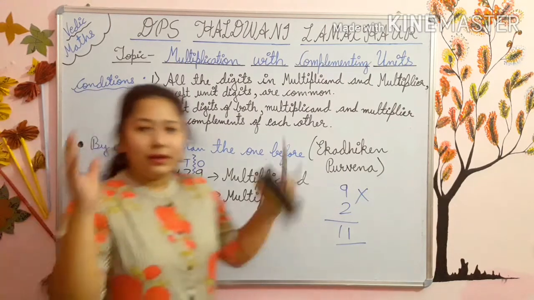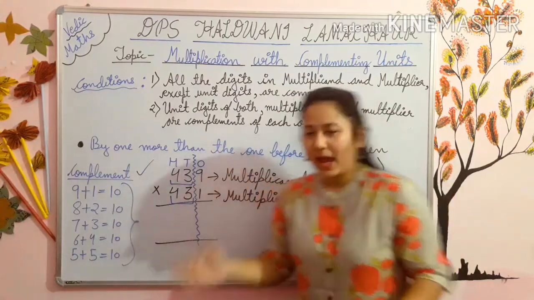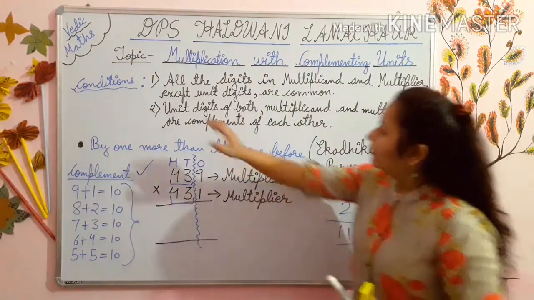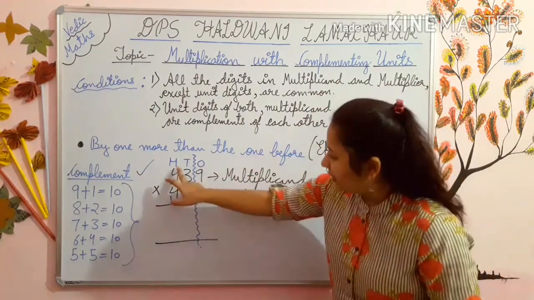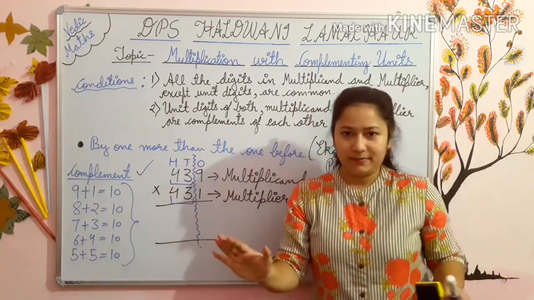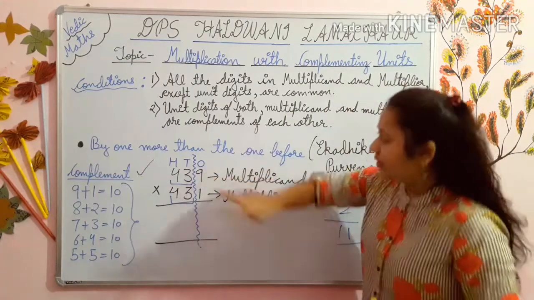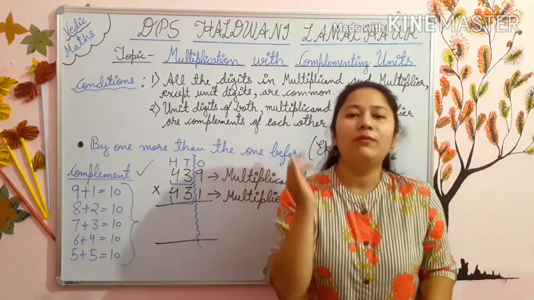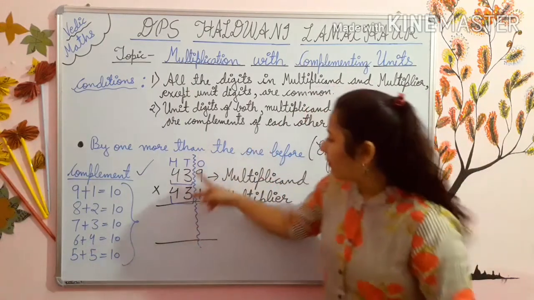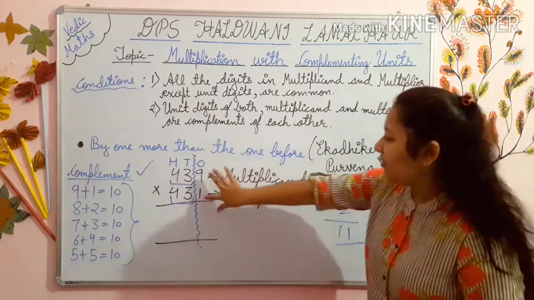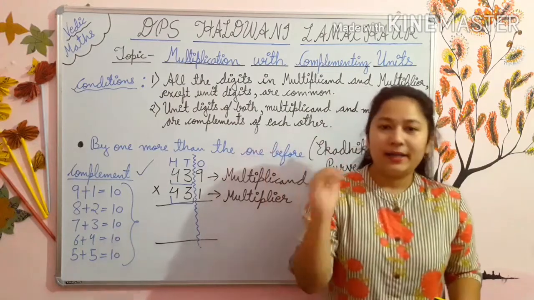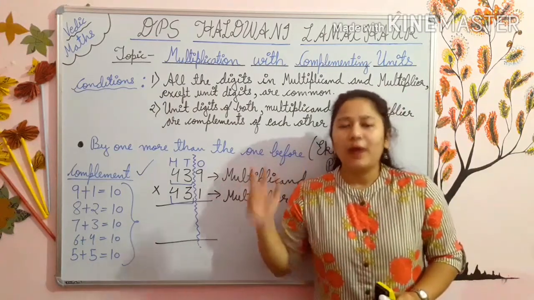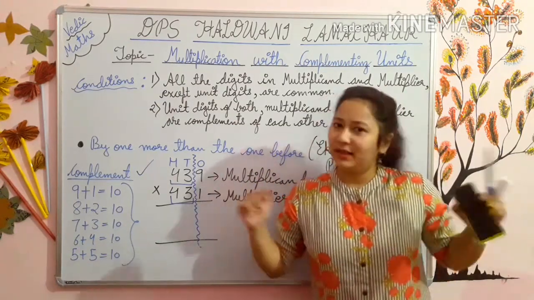So, your condition will be applicable only when all the digits in the multiplicand and multiplier, except the unit digits, are the same. And the unit digits should give the sum of 10, meaning they should be complements of each other. Complement means after adding them they should give 10.